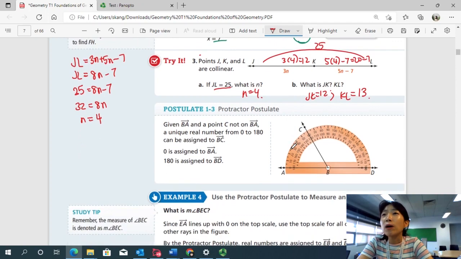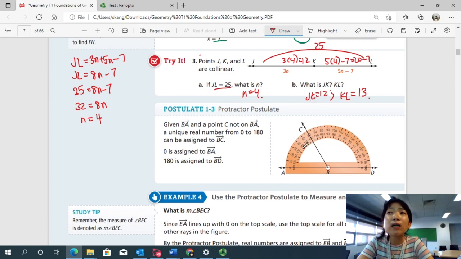Alright, postulate 1-3, protractor postulate. Given a ray with the endpoint of B, and then the arrow is going to the A side, right? So starting from B, it's a ray BA, and a point C not on BA, so it makes an angle. A unique real number from 0 to 180 can be assigned to BC. So that is called the protractor postulate.